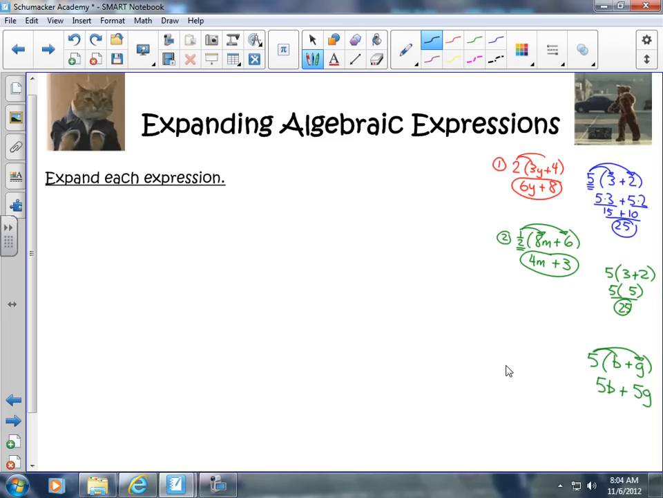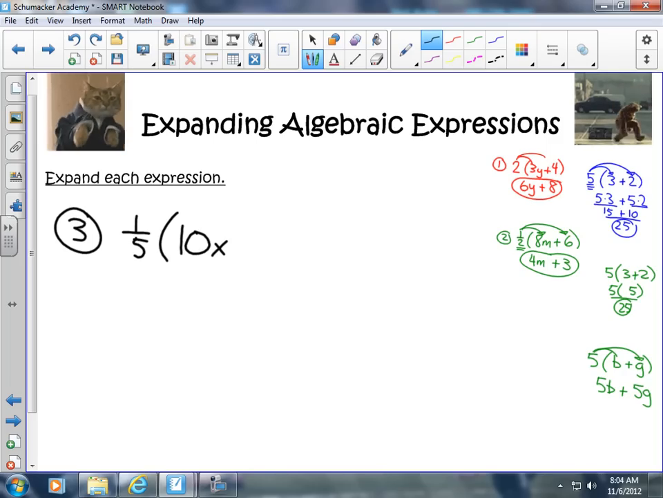Let's continue this, but now we're going to throw in a subtraction sign. So this time, let's have 1/5 times 10x minus 25. Now, in this case, you may think, 1/5. I understand how to do half of something. I don't know how to do 1/5 of something.